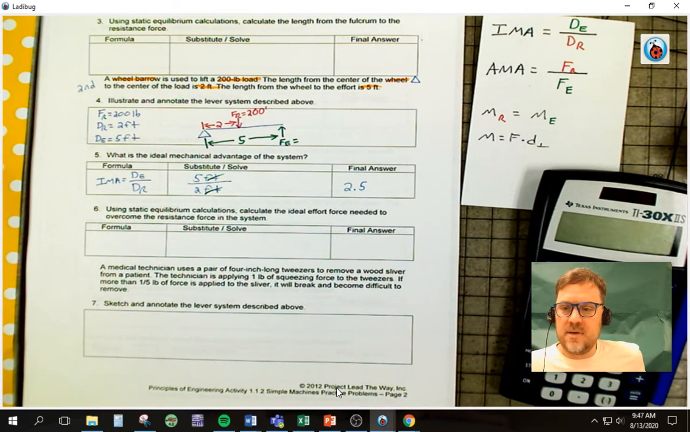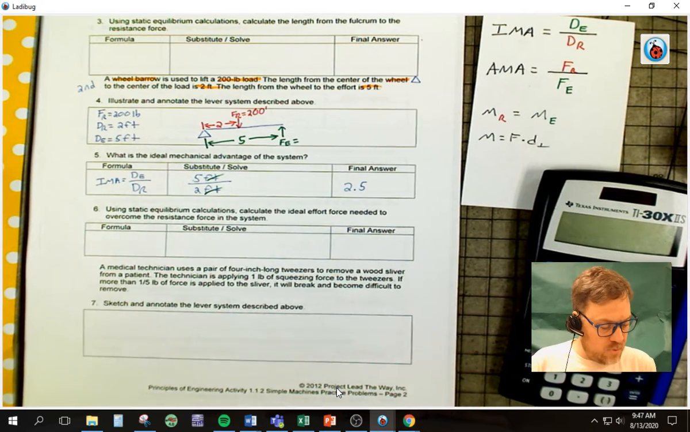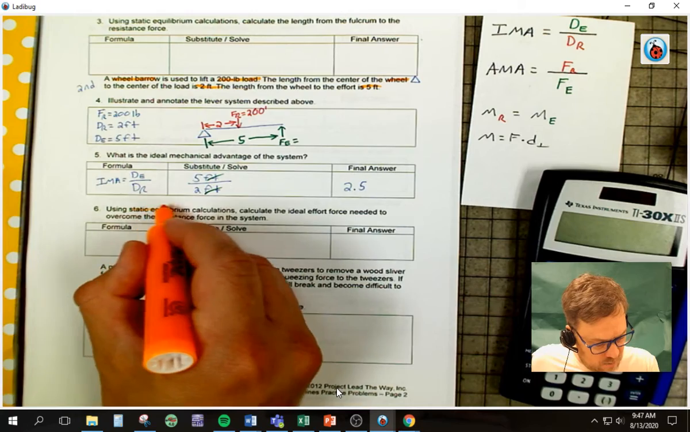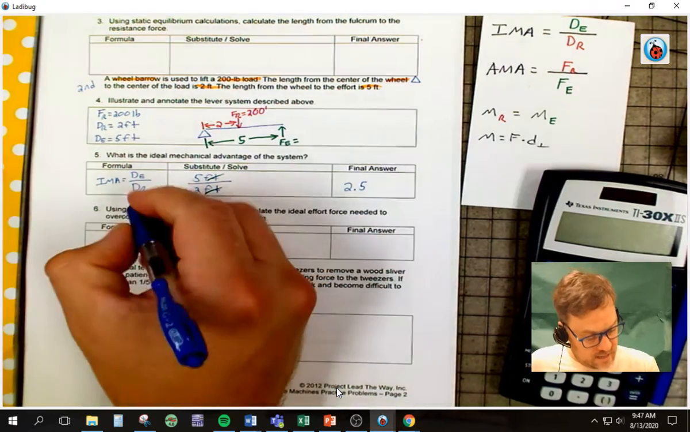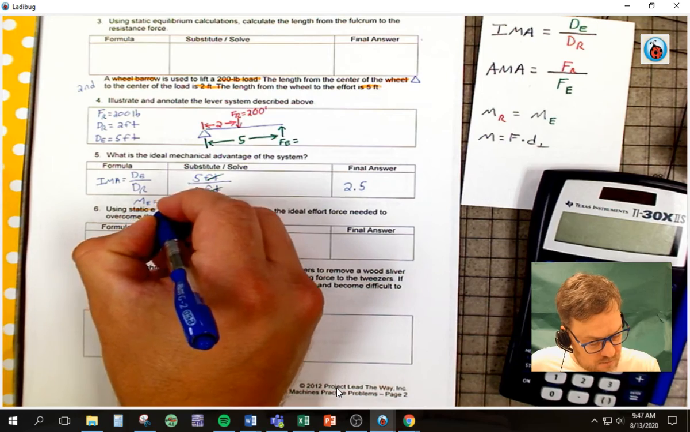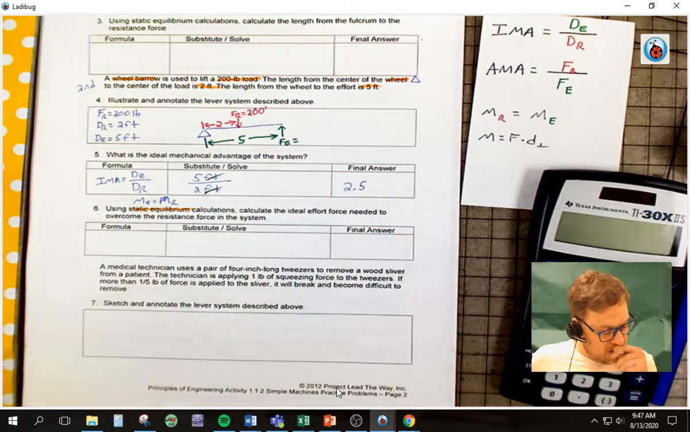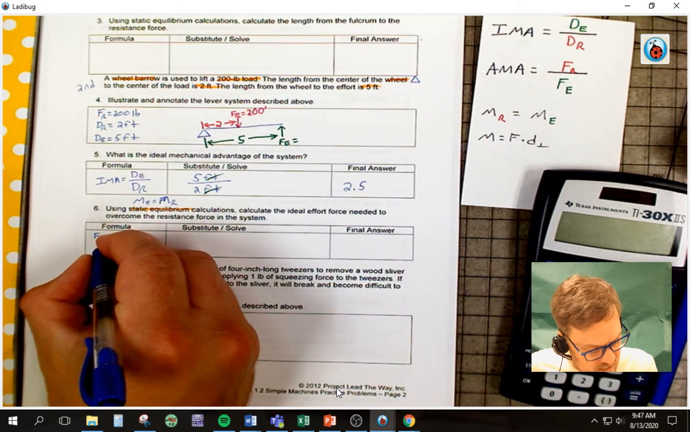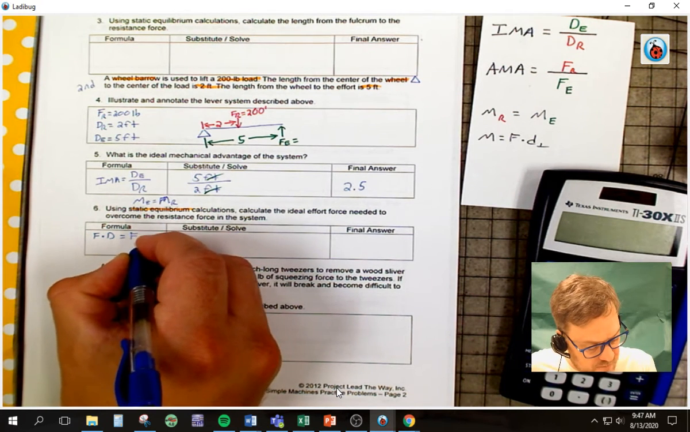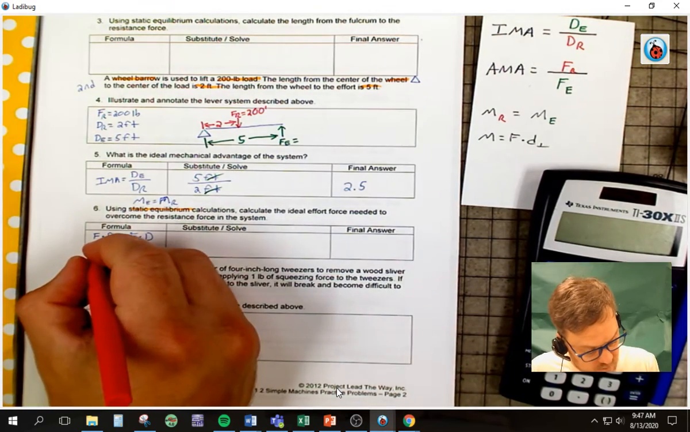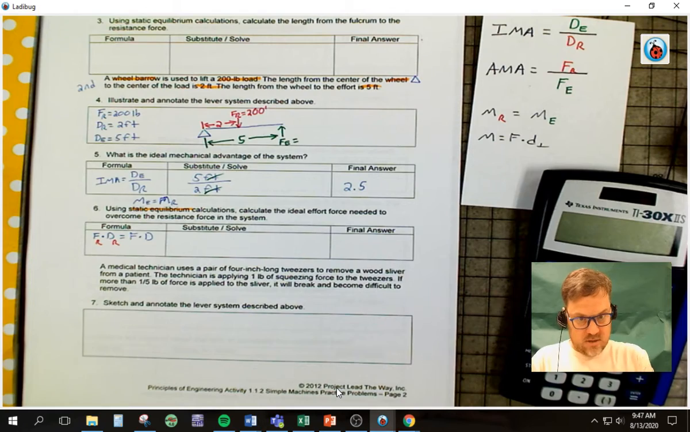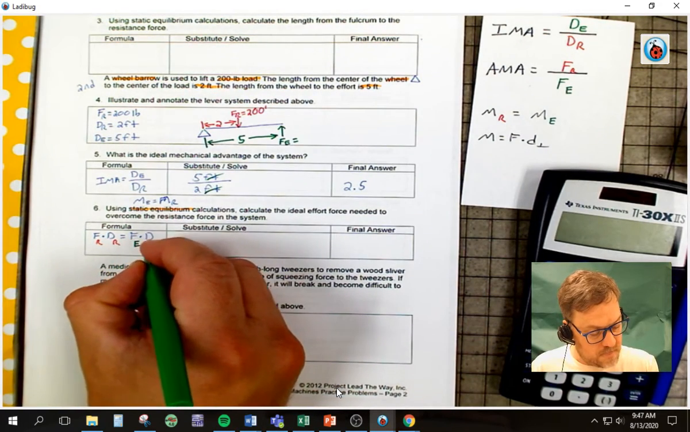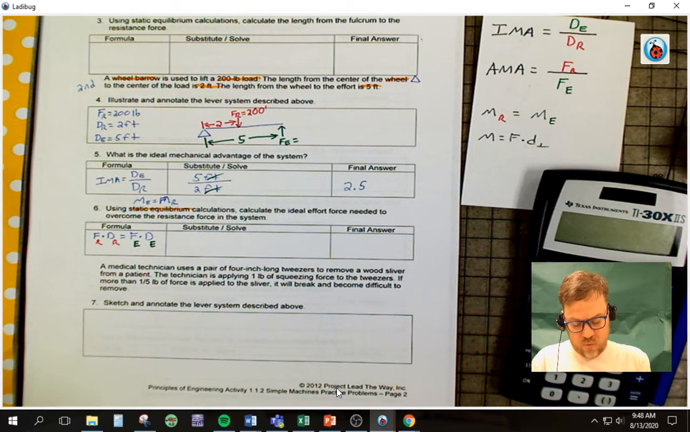The next thing we have is a question that says, using our static equilibrium calculations, calculate the ideal effort force. Now, a couple of things that I want to point out here is that it says we're going to use the static equilibrium calculation. And remember, that is moment effort is equal to moment resistance. So we rewrite that because moment is force times distance. So we'll say force times distance is equal to force times distance. On one side, we're going to have our resistance, and on the other side, we're going to have our effort, like that. Okay, so we know we're going to use that formula.